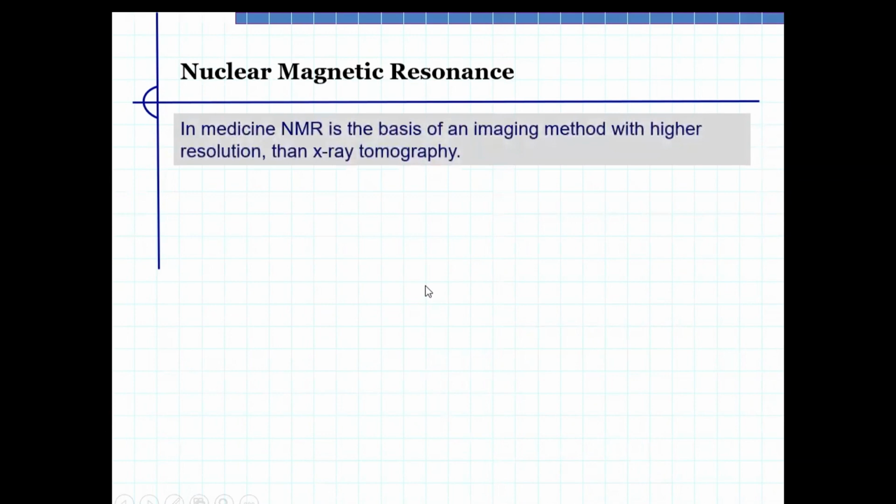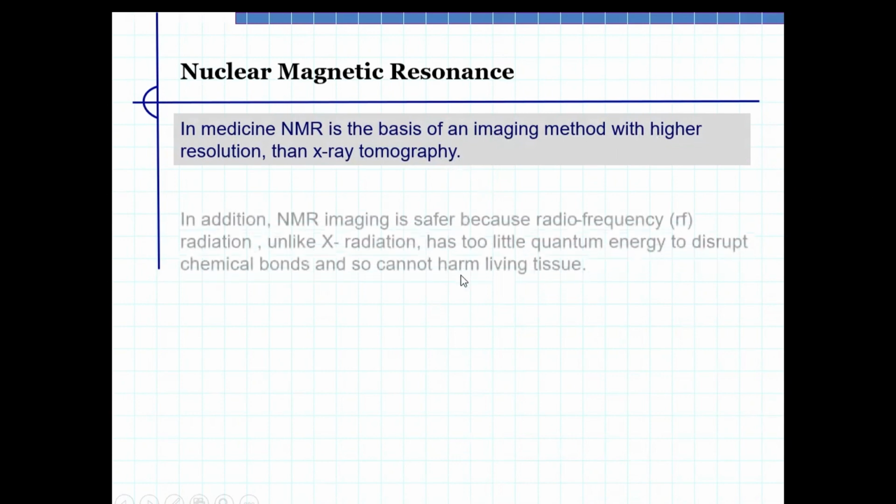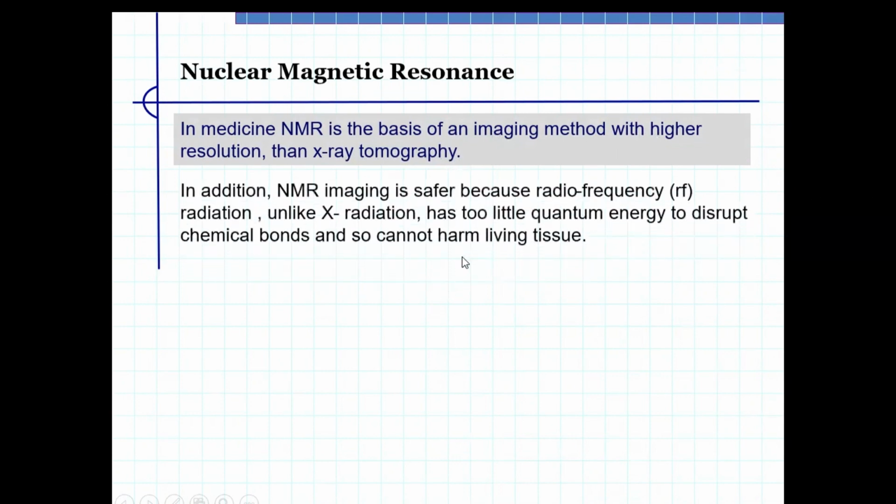In medicine, NMR is an imaging method with a higher resolution than X-ray tomography. In addition, NMR imaging is safe because radio frequencies are used and X-rays are not. The radio frequency has little quantum energy, so it will not disrupt the chemical bonds, and therefore will not harm the tissues.